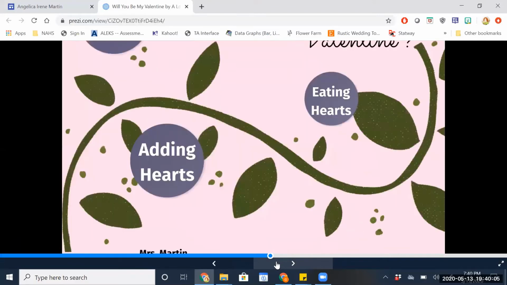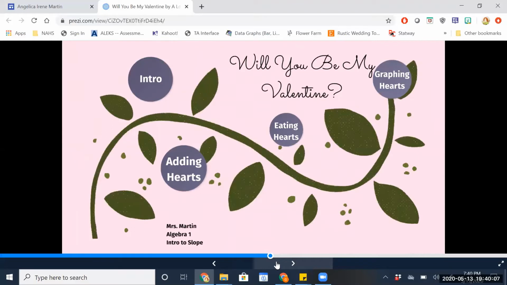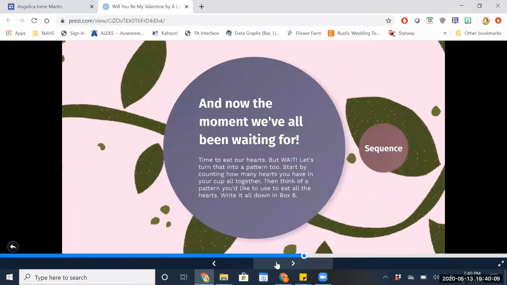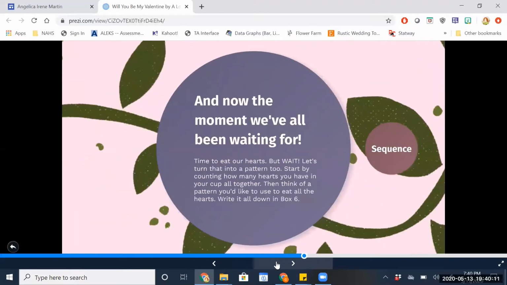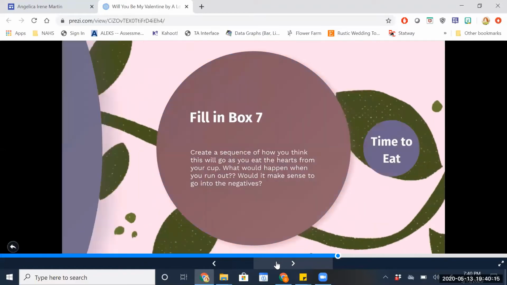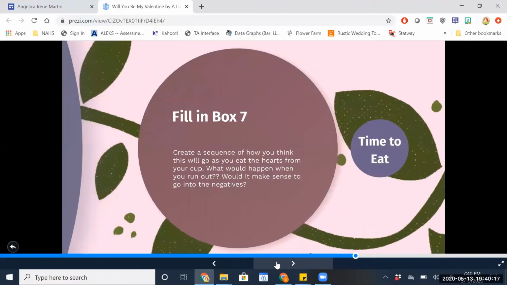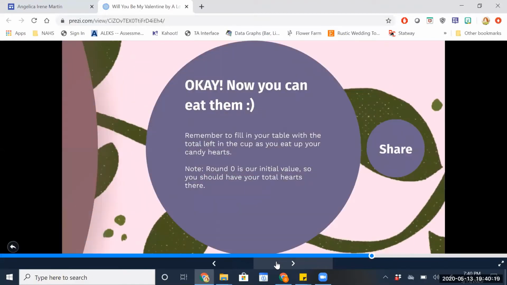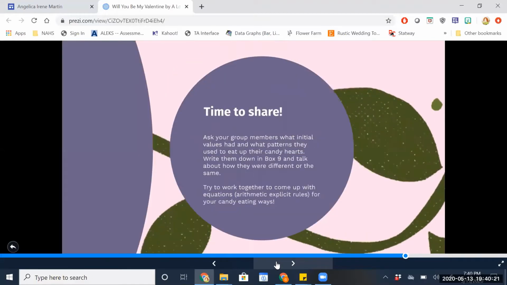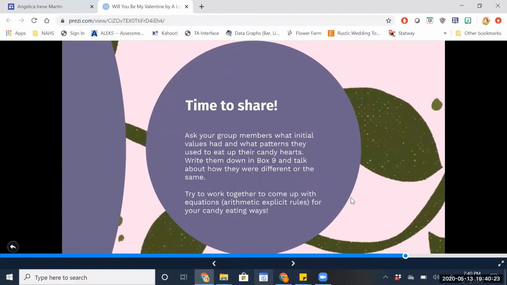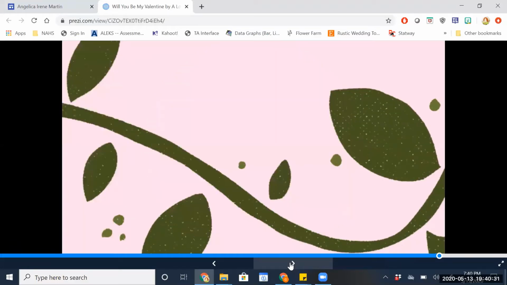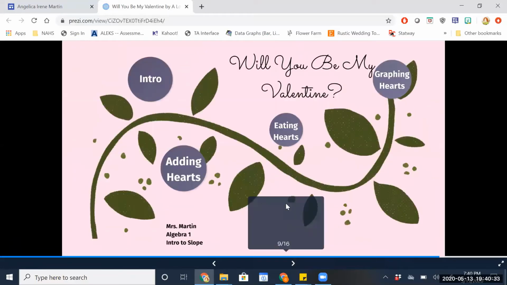After we added hearts, we started eating the hearts. So this was a subtraction scenario. Again, they had to have a constant rate. They developed a sequence, they chose a pattern, they were excited to eat them. You'd think they're old enough not to get super excited about candy, but that's definitely not the case. I had 9th graders and they were super psyched. And then again, they shared with their group about what they came up with.